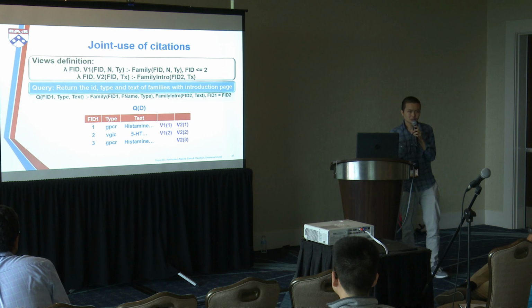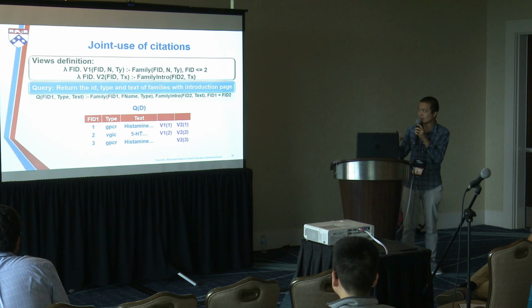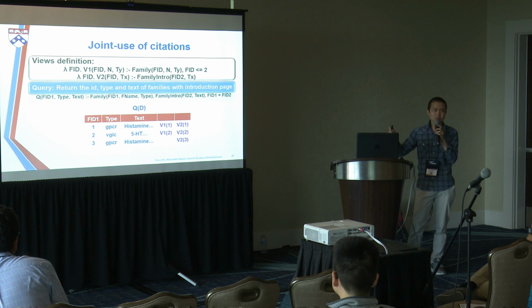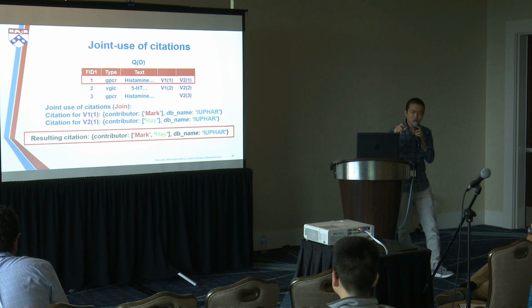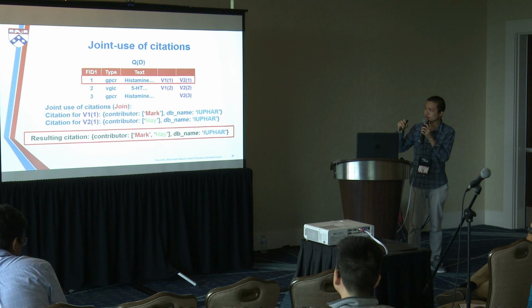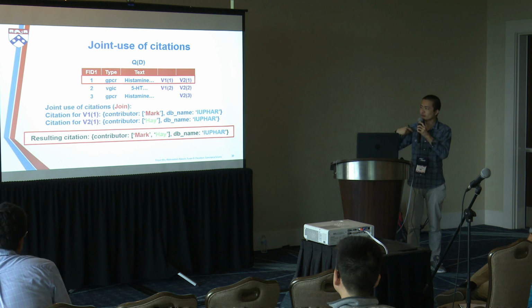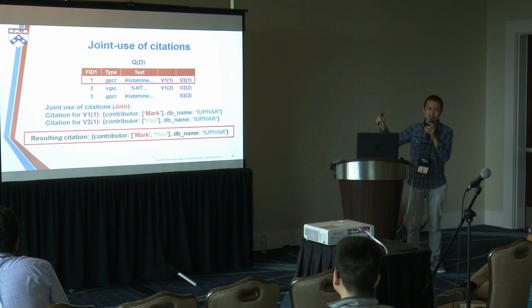Let's look at joint use first. Suppose here the query returns ID, type, and text of families with introduction page, which can be formalized as a join query between family and family intro relation. In the query result, the annotations will be propagated from the base relations. For a certain query tuple, like the first tuple, there are 2 annotations from different base relations. In this case, in order to construct citations for that query tuple, we will jointly use the citations of the 2 annotations.